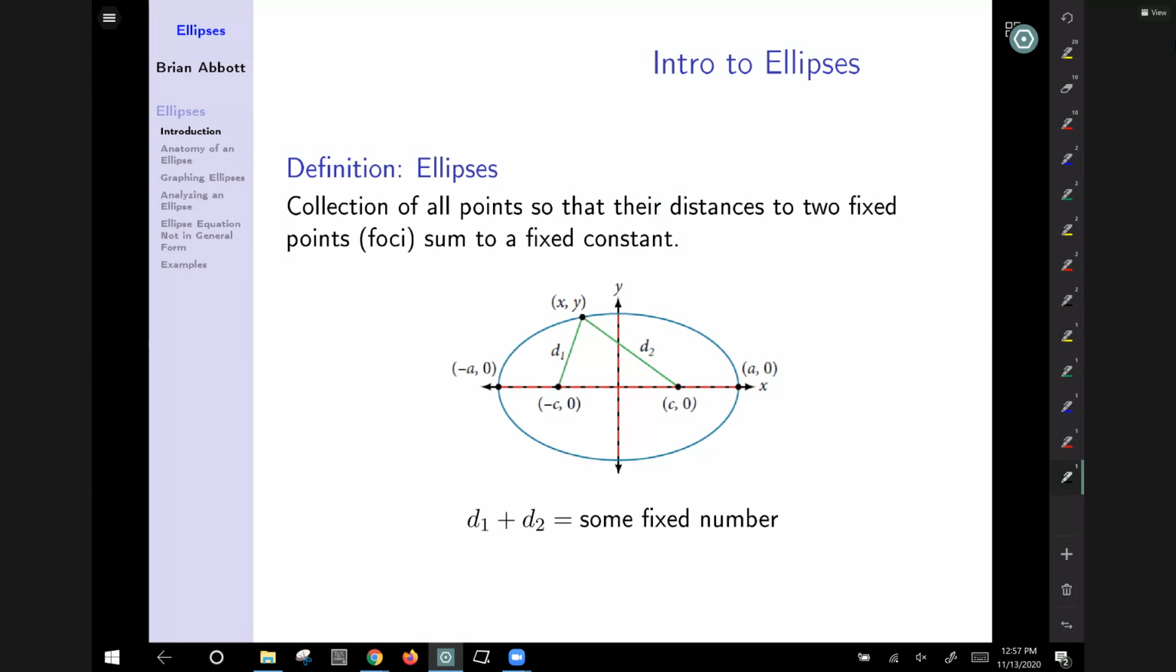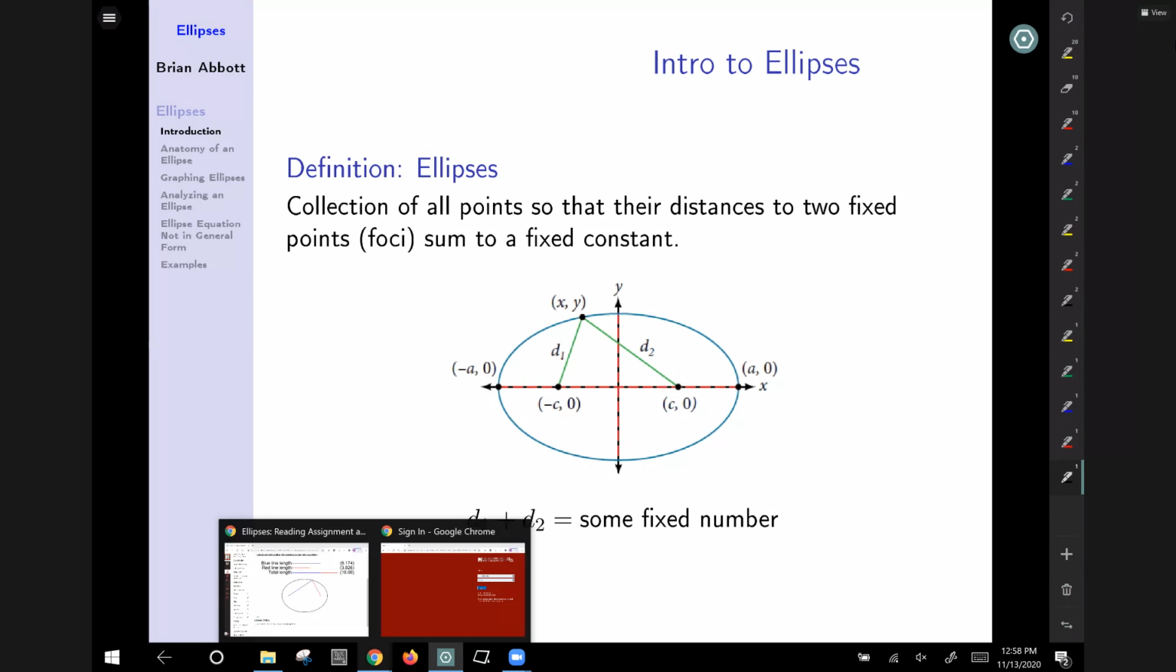So what is an ellipse? Well, an ellipse is a collection of all points whose distances to two fixed foci, two fixed points, sum to a fixed constant. So in a picture, it's your foci. The foci are those middle points, negative c,0 and c,0, and the distances to any point on that ellipse will add to some fixed number. So those two green lines.